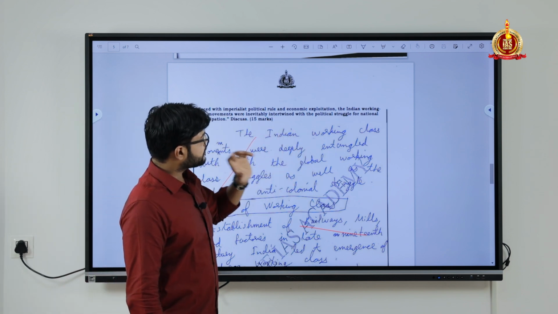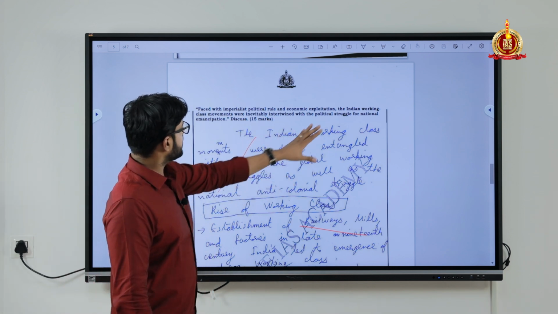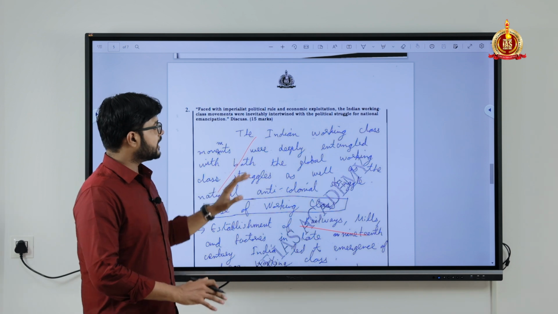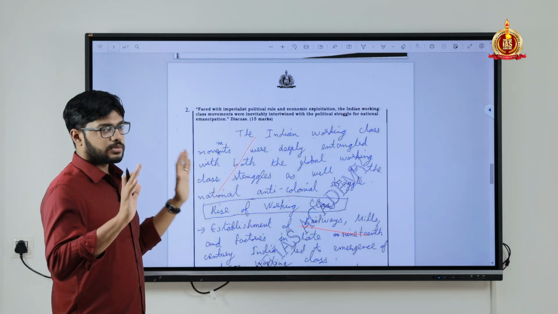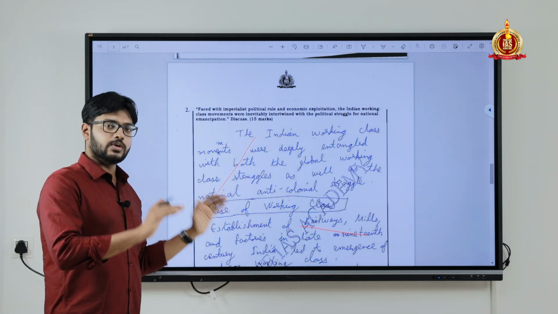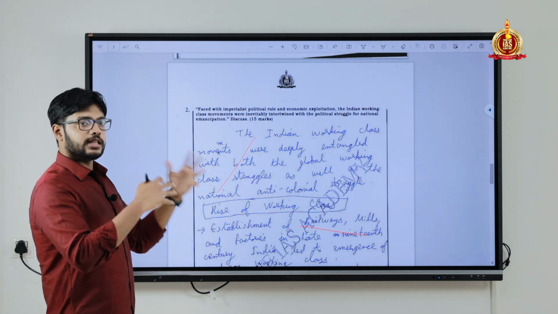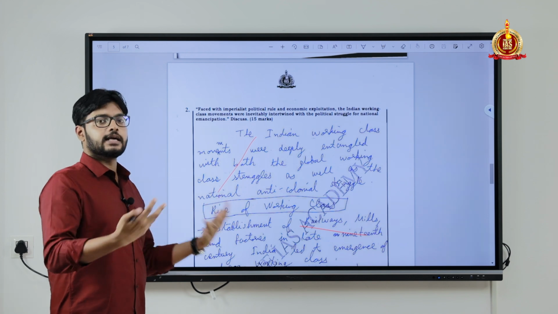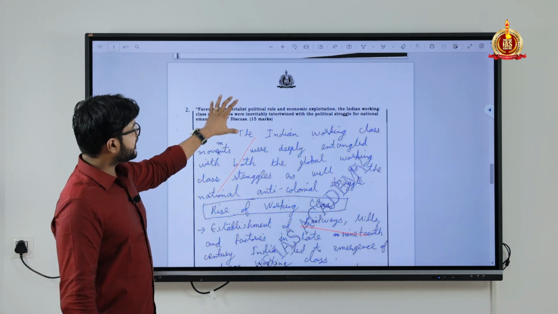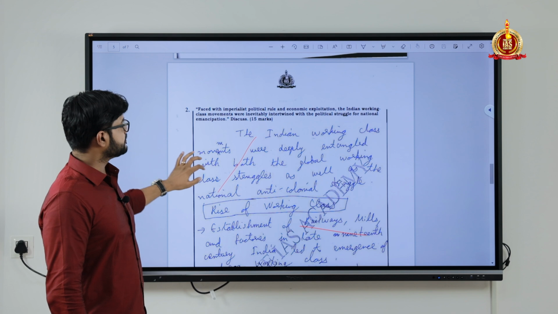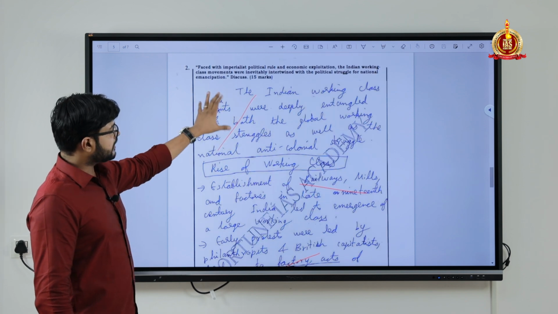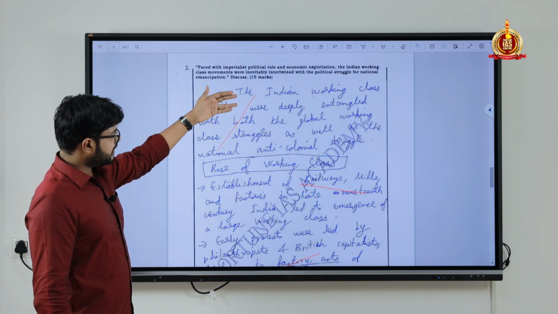So the main thing that you have to speak about is the working class movement. So Dilip identified that the question is basically about the working class movement during our freedom struggle, and what are the key areas that he can delve upon. Identify the subheadings from the question, and he has done that. So he spoke about the advent of working class movement.